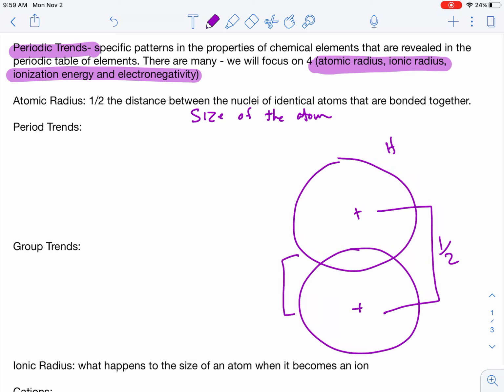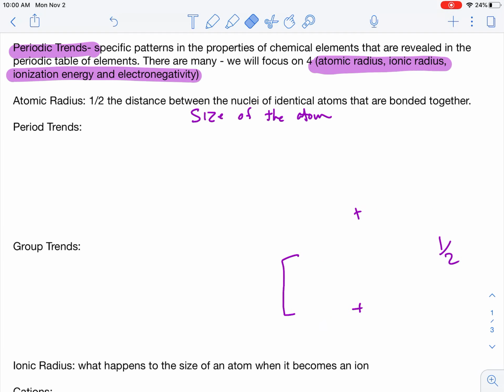Now, why do they do that? Because the edge of the atom is fuzzy. You can't really find the exact edge of it. The electron cloud is an area of probability, not a pinpoint location, but the nucleus itself is a pinpoint location. But you don't really need to know, because what I want you to know is when you hear the words atomic radius, we're talking about the size of the atom. So, period trends and group trends.